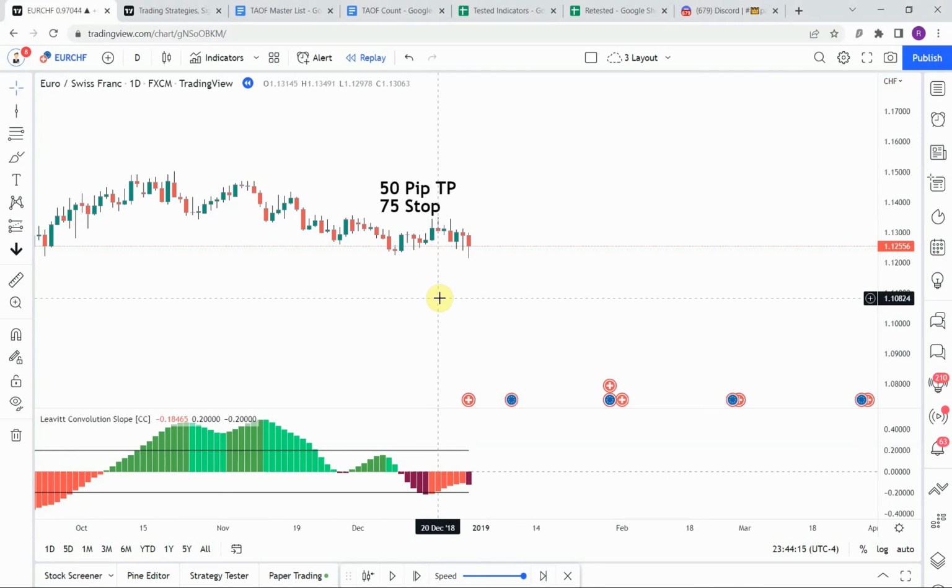Today we will be testing the Leavitt Convolution Slope Indicator.